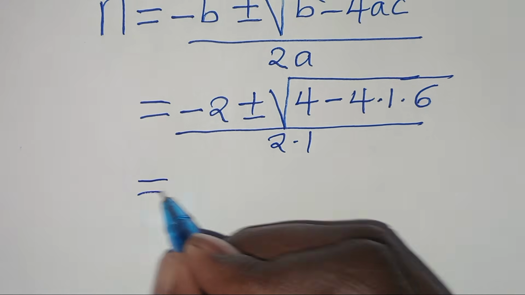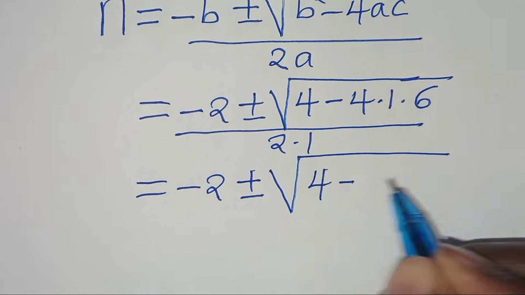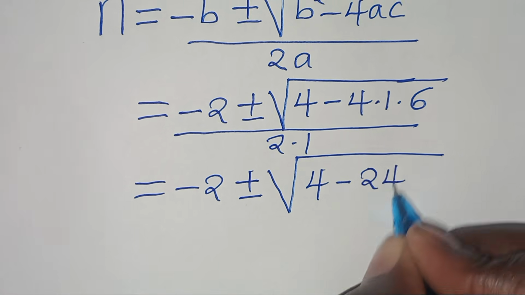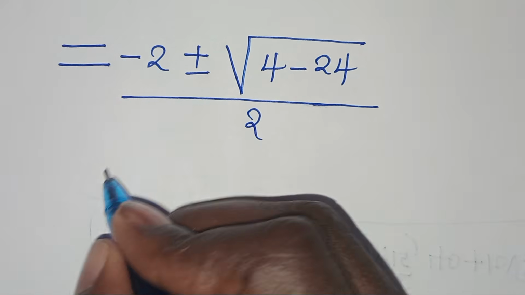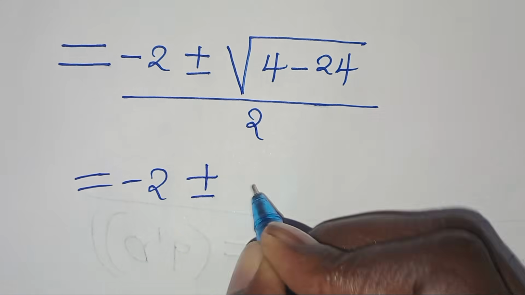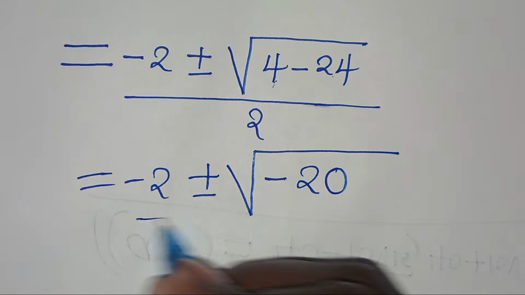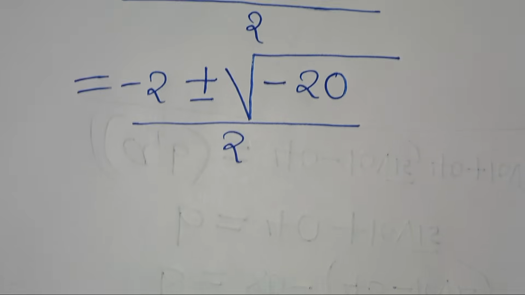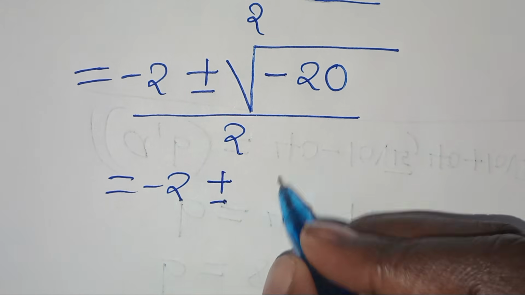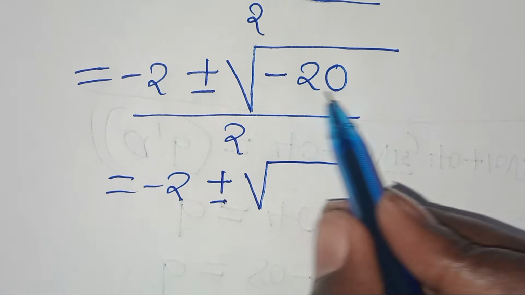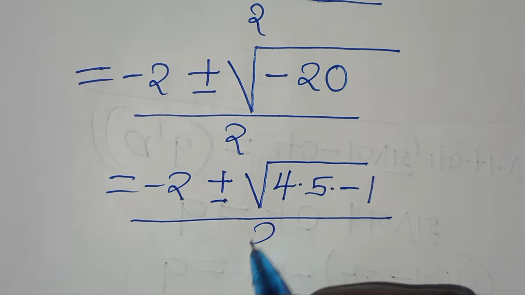Now this means we have negative 2 plus or minus the square root of 4 minus 4 times 6, this is 24, everything divided by 2. So this implies that we have negative 2 plus or minus the square root of 4 minus 24, this is negative 20, divided by 2. So we have negative 2 plus or minus the square root of, we can express this as 4 multiplied by 5 multiplied by negative 1, everything divided by 2.